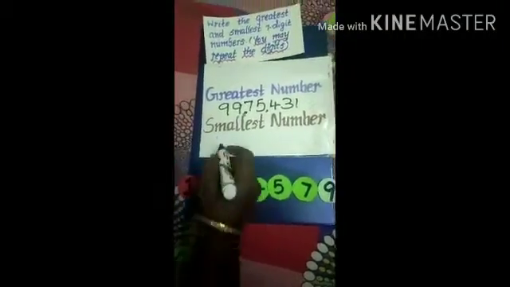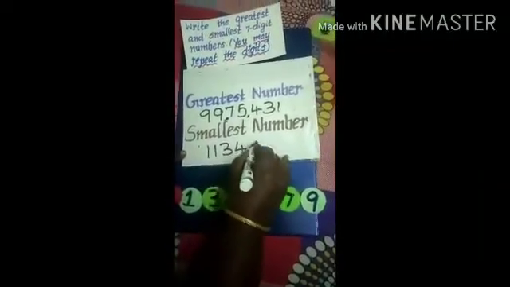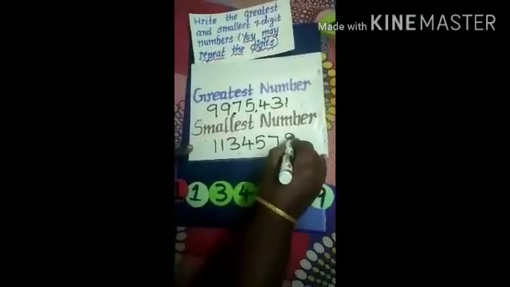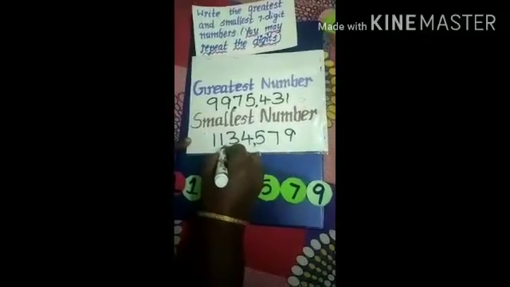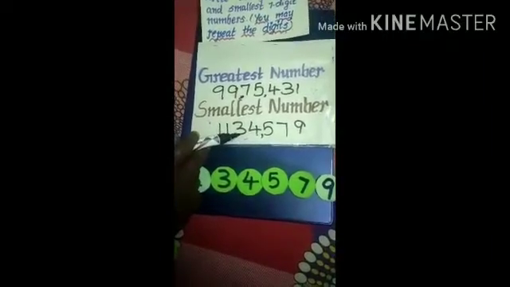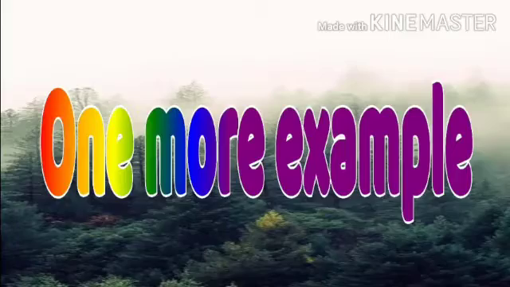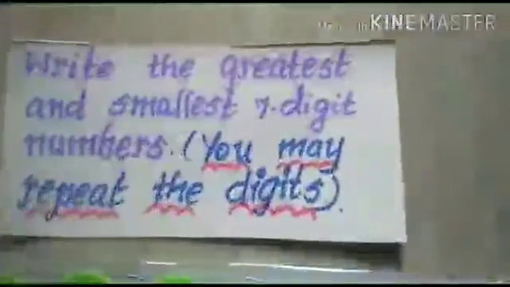Now I am going to write this number: 1, 1, 3, 4, 5, 7, 9. Place the commas. Now let us read the number: 11,34,579.